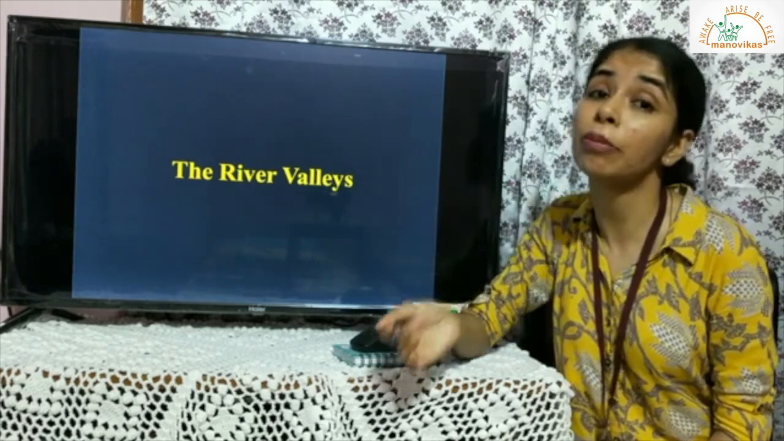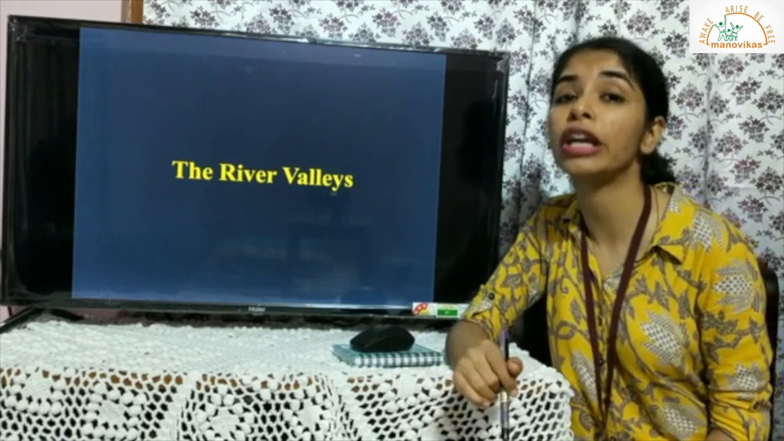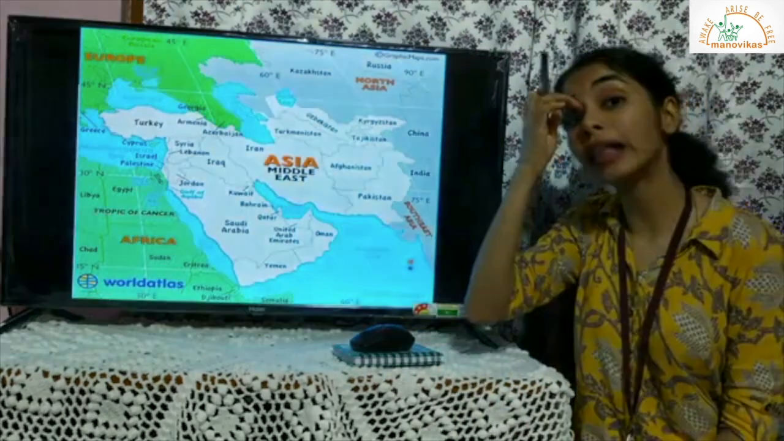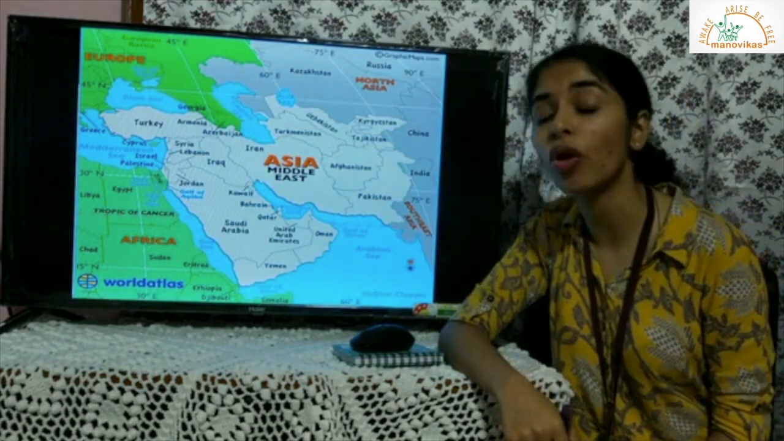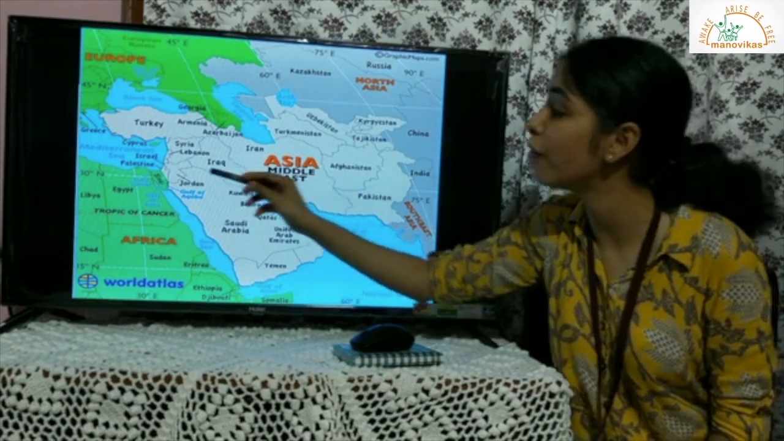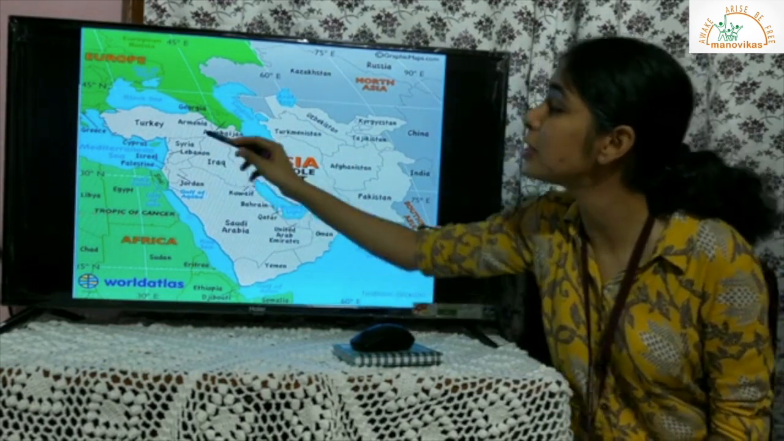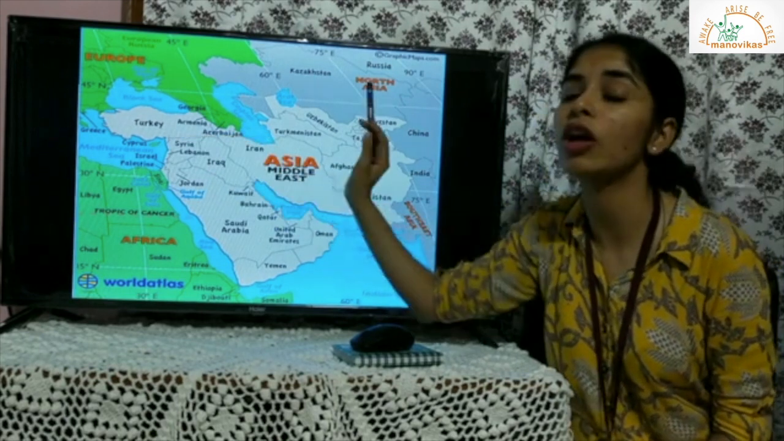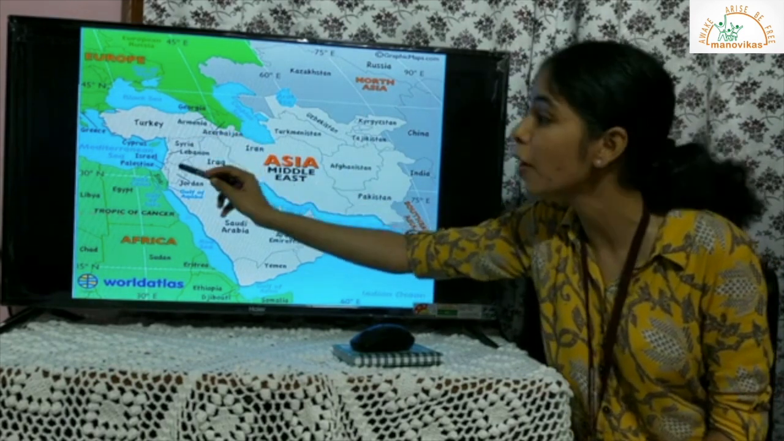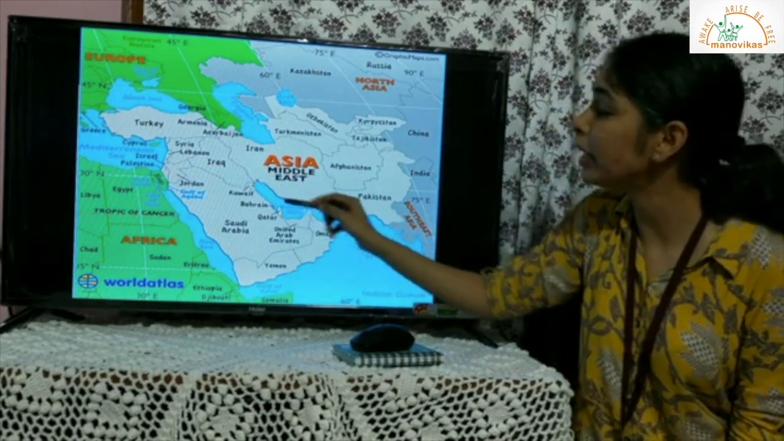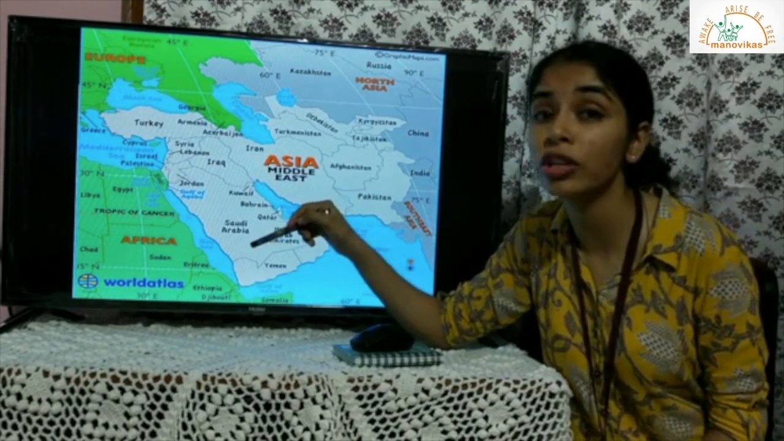Even presently, major cities of the world are located along the river banks, right? So, let's have a look at the major river basins of Asia. First one being the river valleys of the Euphrates and Tigris rivers. These are located along the western region of Asia, and they originate in the west and empty themselves into the Persian Gulf.